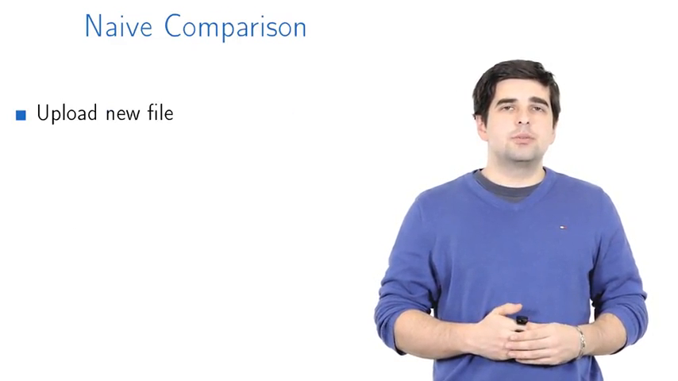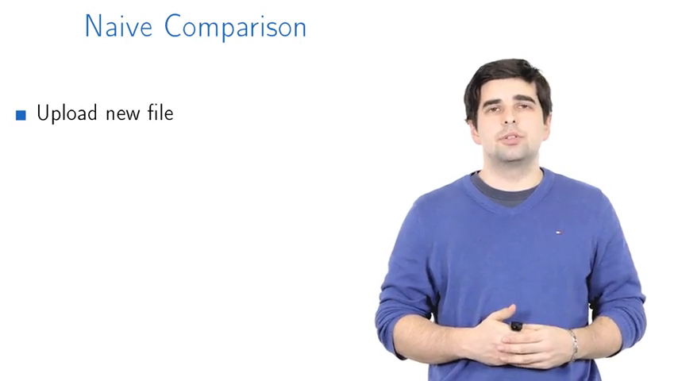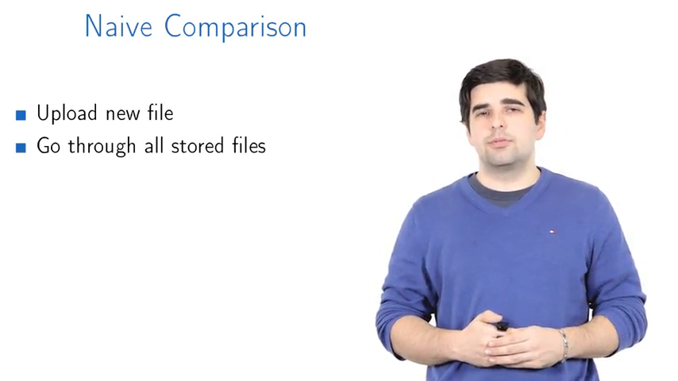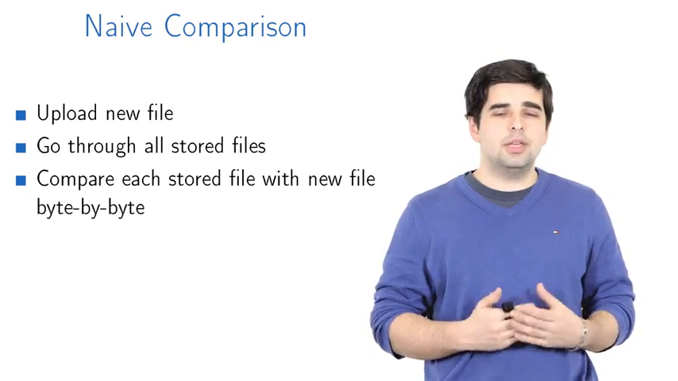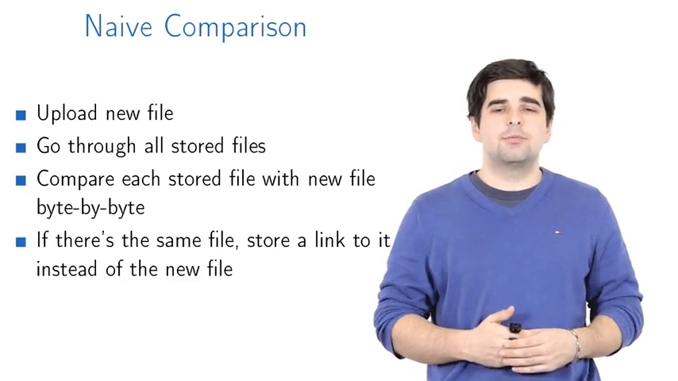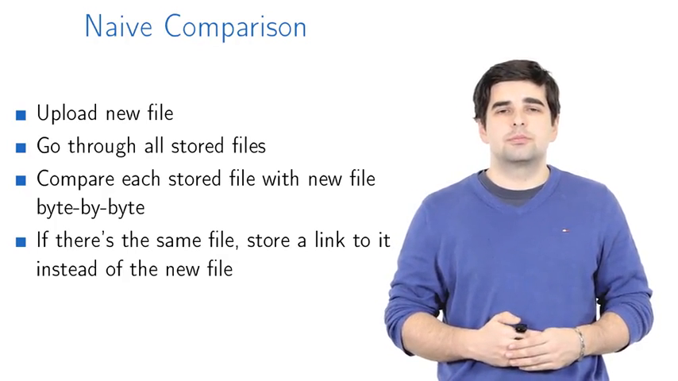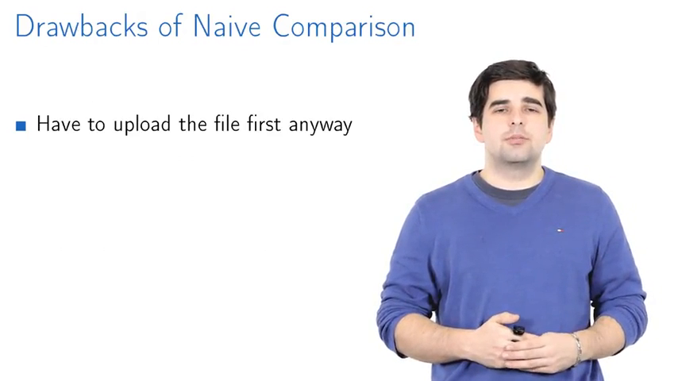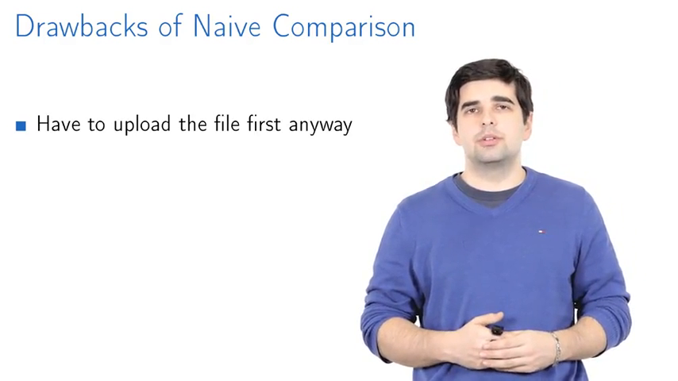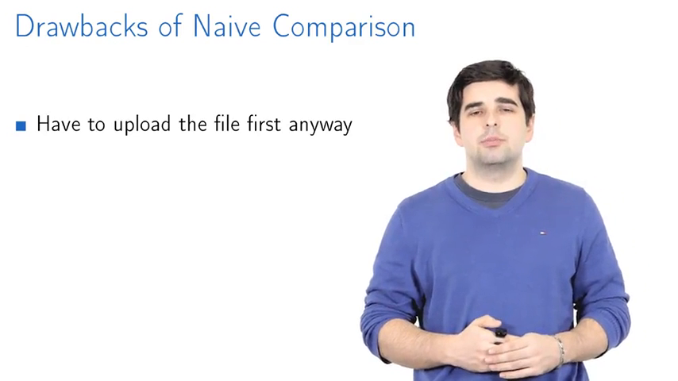There are a few ways to do that, and we'll start with a really simple one. Naive comparison. You take the new file that the user wants to upload, you upload it to a temporary storage, then you go through all the stored files and compare the new file with each of them byte by byte. And if there is exactly the same file, you store a link to this file instead of the new file. There are a few drawbacks of this approach. First, you have to upload the file anyway, so you won't see this miraculous instant upload time of large files with hundreds of megabytes.